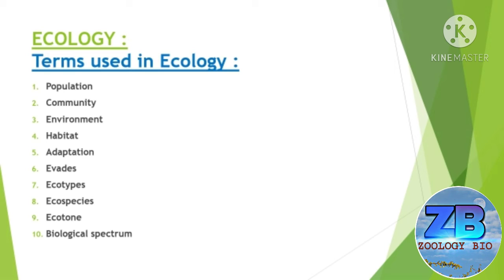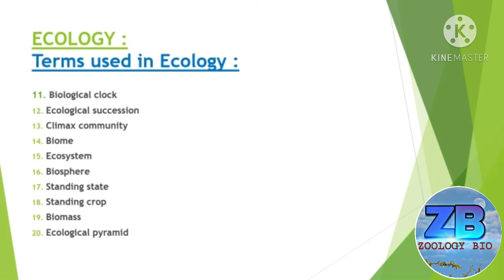Ecotone. It is a transition zone present between two different types of communities. The species found in this region are called edge species, and the effect these species have on each other is called edge effect. Biological spectrum. It is the percentage distribution of a species among the various life forms of a particular flora. Biological clock, an internal mechanism in organisms that controls the periodicity of various functions or activities.